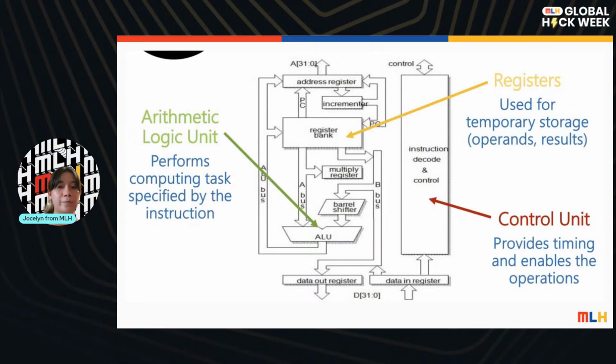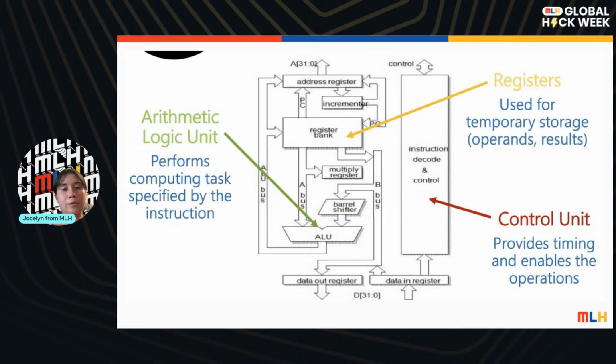Okay, so now for this one, this is a more specific diagram of how everything works. So in here we have three important things. We have our registers, which someone already mentioned. Then we also have our control unit, and we have our arithmetic logic unit, which I mentioned to you is very important.